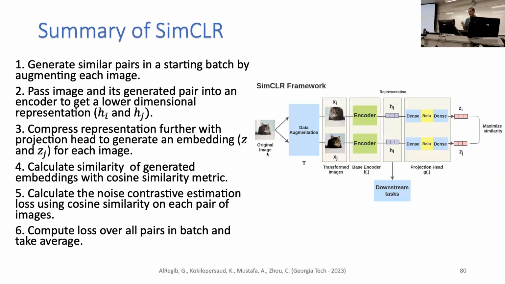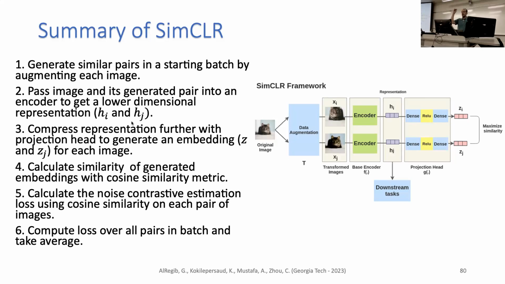So everything together, this is the pseudocode. You create pairs in a starting batch by augmenting each image. You have an image of a cat, you augment it, and now you have a pair. At the very beginning, you don't know this is a cat or this is an elephant. You take each image and do augmentation, and now you have a pair because one was generated from the other, right? This is a good pair.